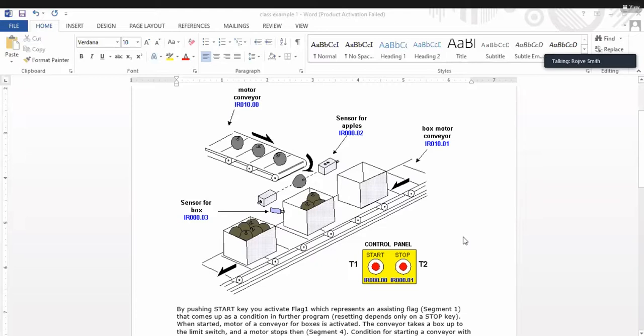All right. So the sensor for the box and sensor for the Apple are the input. So those are two inputs. I'm going to write them down. Box sensor, Apple sensor. Any other inputs? So the start and stop. Start and stop. All right.